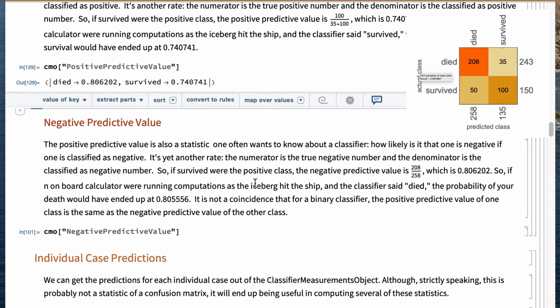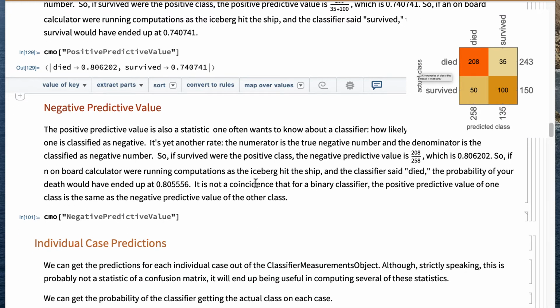All right, the negative predictive value, it's the same idea. We're going to have a column-focused denominator. The numerator is how many true negatives there are. So if survived is the positive class, then the number of true negatives is 208. And the denominator is everyone that we predicted would be negative. So that's the 208 that we got right, and the 50 that we got wrong. So the denominator is 258.